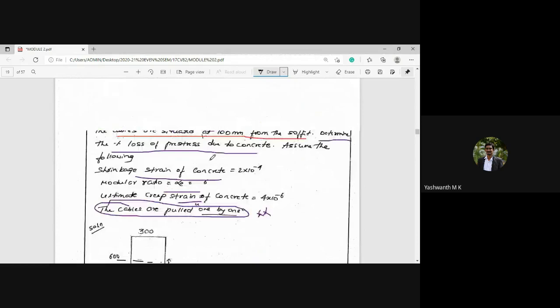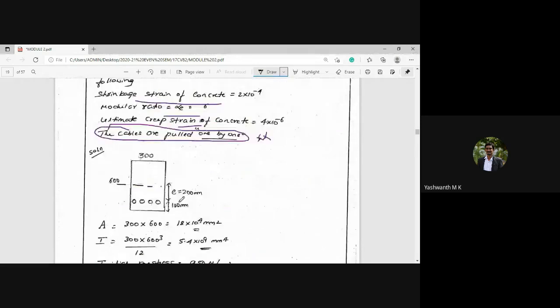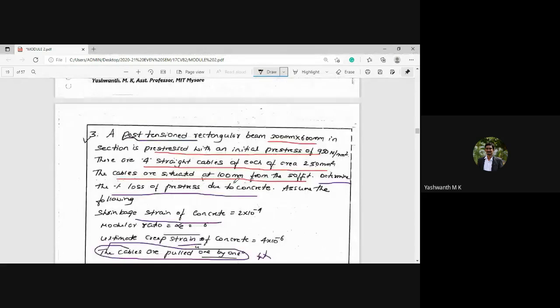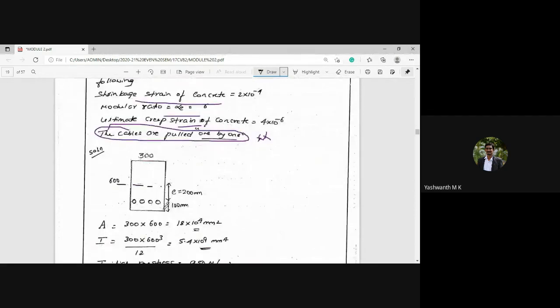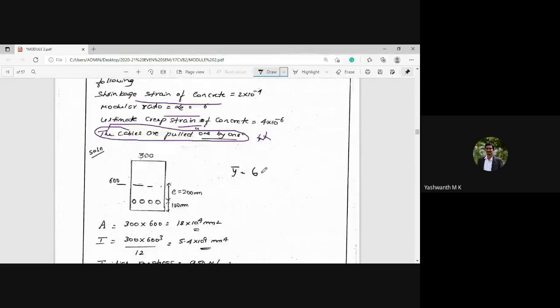Since in the problem they have clearly mentioned 4 straight cables, no need to worry. It is a straight cable with an eccentricity of 200. Nowhere have they given the eccentricity. Hence, how to calculate the eccentricity? As we know, y bar we need to calculate first. So y bar is equal to 600 divided by 2, which is equal to 300 millimeter. Is it clear?